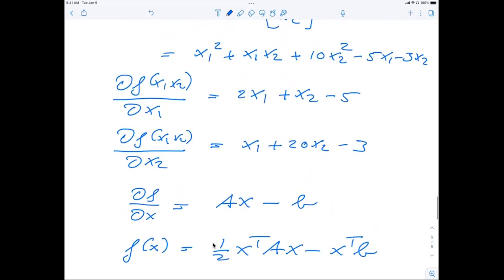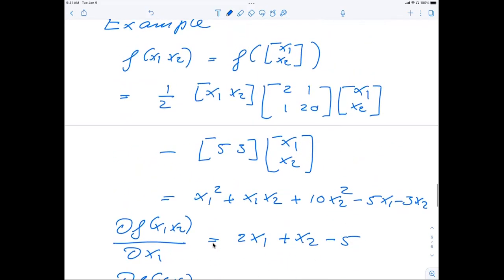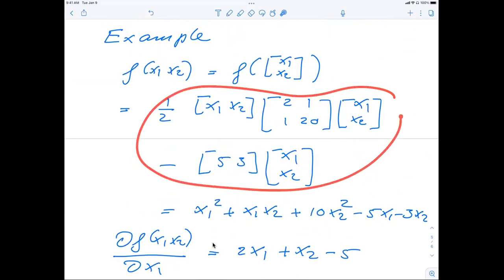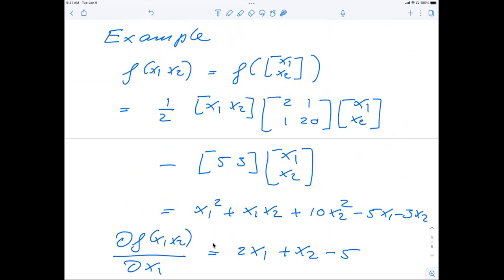And if you go back to the expression which we have, this is the explicit case which we've been looking at, where we have two variables, x1 and x2, and this gives us obviously a second order polynomial in x1 and x2.